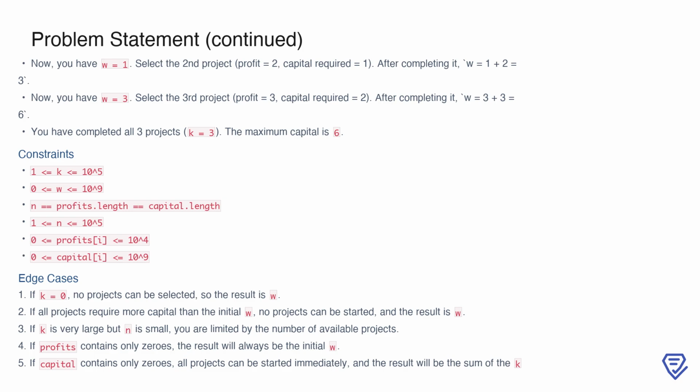Now, with W equals 1, we can select the second project since its capital requirement is 1. With a profit of 2, completing this project raises our capital to 3. Finally, with W equals 3, we can now select the third project, as its capital requirement is 2. This project has a profit of 3, so completing it brings our total capital to 6. Since we've completed all 3 projects, which matches the limit of K equals 3, the maximum capital we can achieve in this scenario is 6.